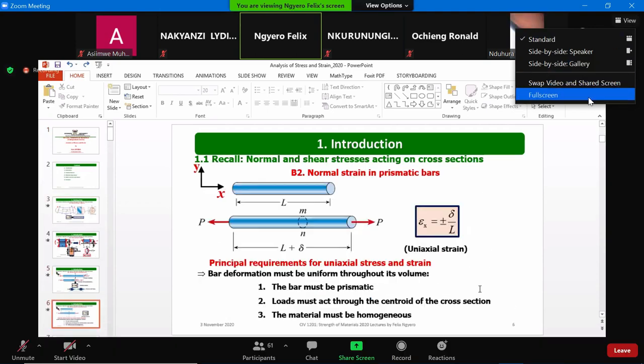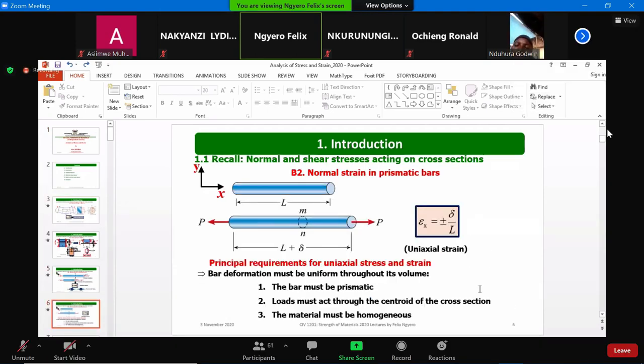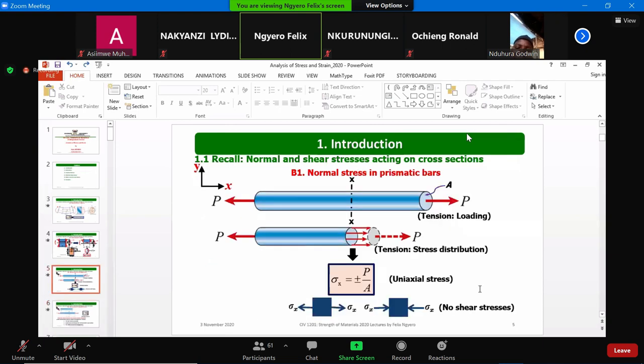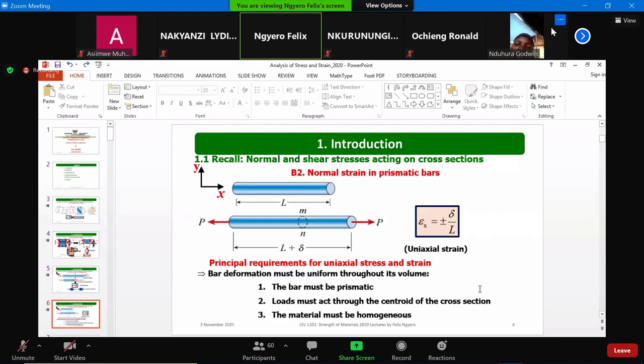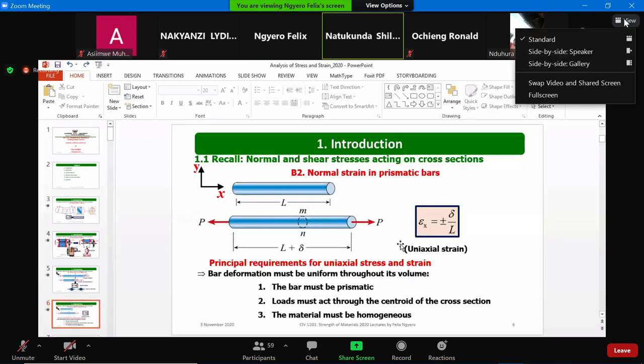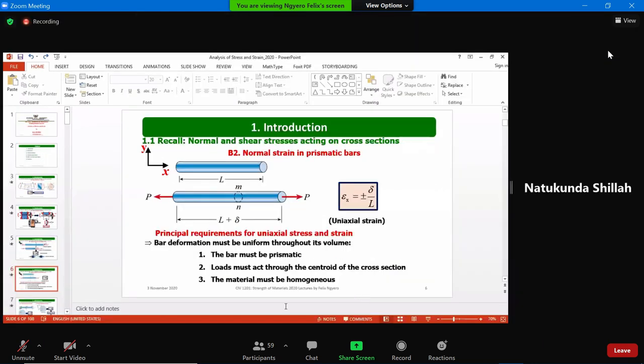Okay. So any questions on this? Anything that is not clear? None. Okay, I see a hand. Natukunda, I see your hand up. Yes.